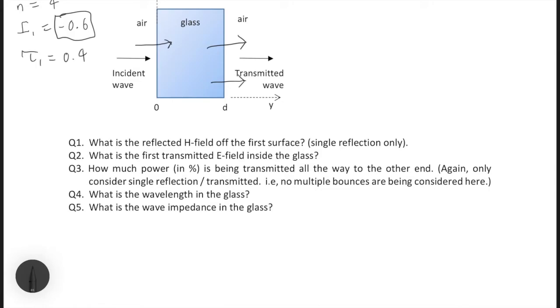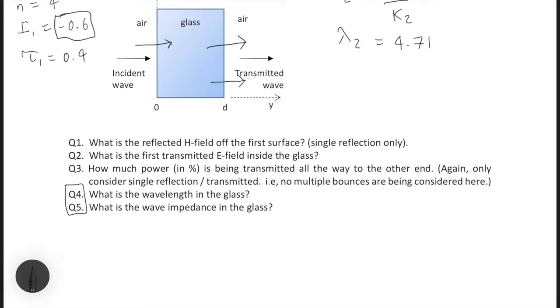Lastly, we want to solve for questions 4 and 5. Number 4 is asking us, what is the wavelength inside the glass? All right, so I can write lambda 2 is equal to 2 pi over k2. And if you remember from earlier, our k2 was equal to 1,333.